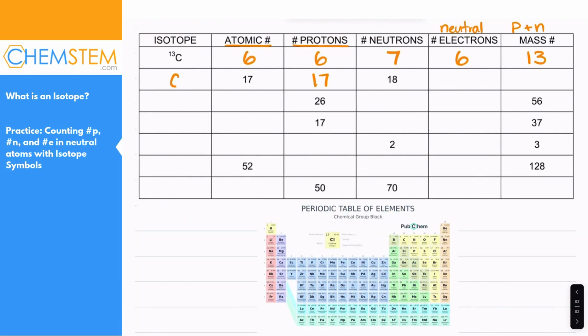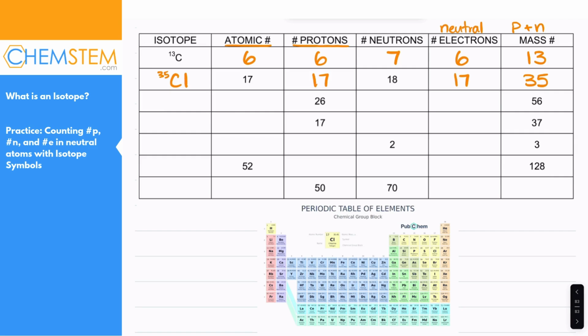Which means you can put a big Cl here. 17 plus 18, that's going to give us the mass number, which is going to be 35. That means that this is a chlorine-35 isotope. And since we assume it's neutral, it's still going to be 17.